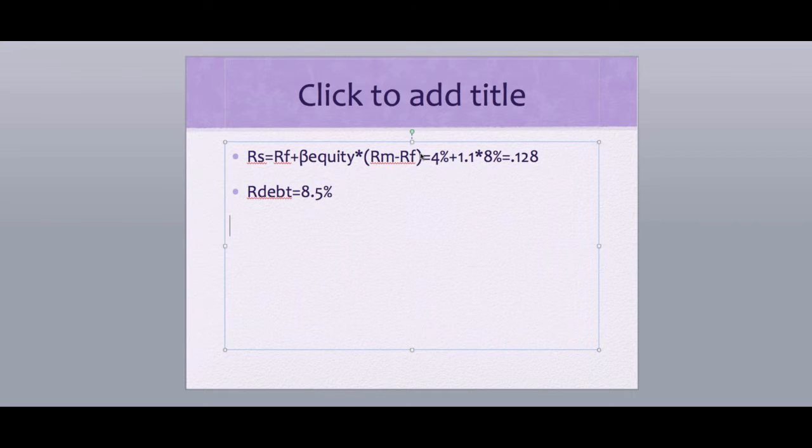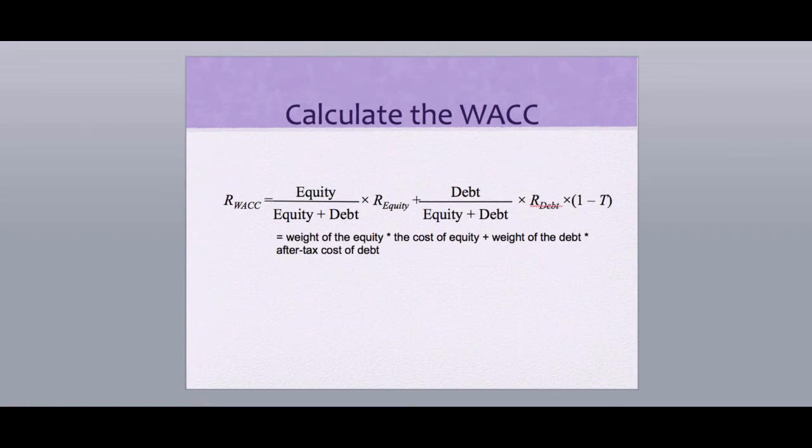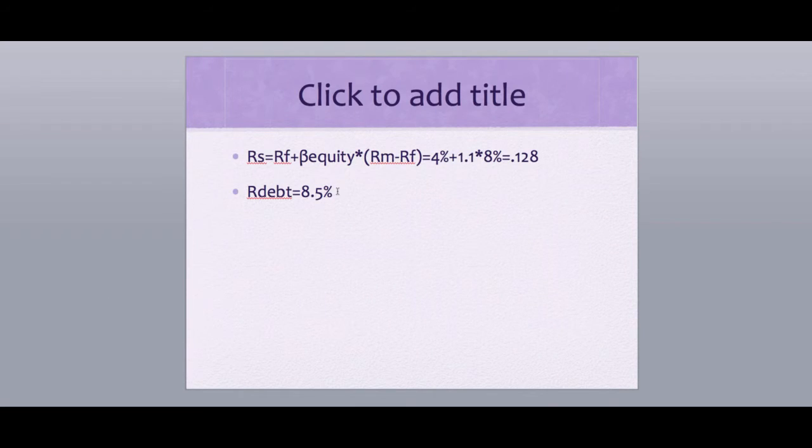Now the weights. Let's review the WACC formula. We need to figure out the weight of the equity and the weight of the debt. For the weight of the equity, we need the amount of the equity and the sum of the amount of the equity and the debt. So first of all, we need to find the amount of the debt and the amount of the equity.